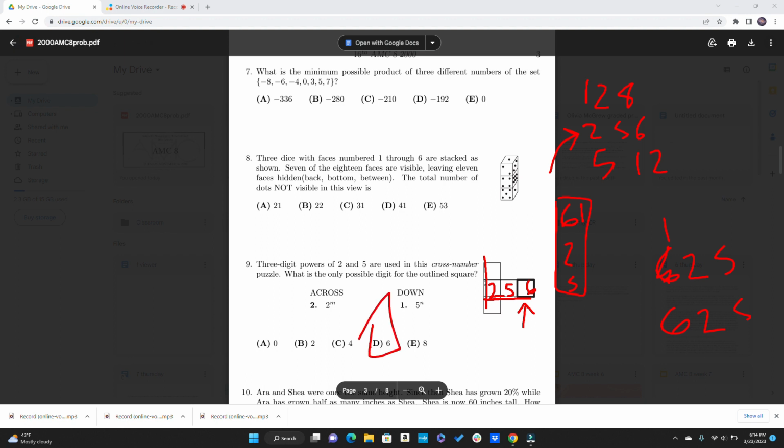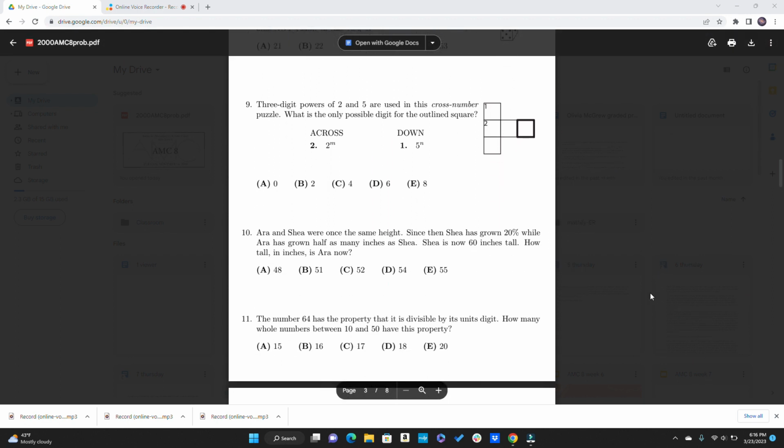Number 10. So, we know that Shea is 120% of what she originally was, right? Originally, she was 100% of her original height, plus 20%, 100 plus 20. So we got Shea is 120%, which is 60 inches, right? So we got 60 is 120% of her original height.